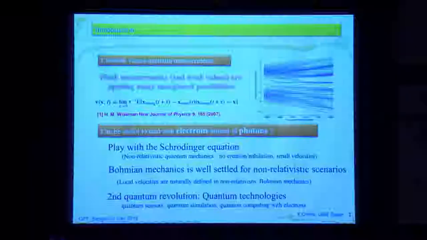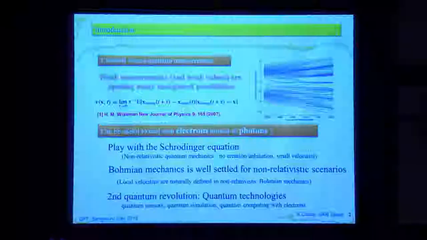The other point is that Bohmian mechanics is very well established for non-relativistic scenarios. In fact, when you discuss non-relativistic quantum mechanics, these trajectories are just the natural local velocities in Bohmian mechanics. If you go beyond non-relativistic Bohmian mechanics, it's not clear at all what is the meaning of these trajectories. Another reason to work with electrons is that we are now in the second quantum revolution, when quantum phenomena are meant to be used for technological applications. It can be useful to make these quantum proposals with electrons, because it's fully compatible with the typical technology we have today in our computers.